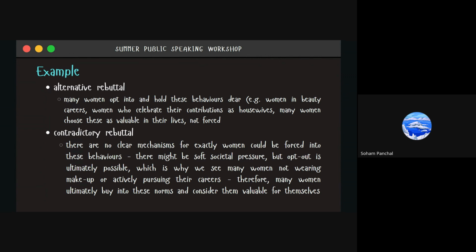As mentioned, you are limiting feminism to how women present to the world. That is also a contradictory rebuttal to the arguments presented by the PM. And another one, somewhat similar to what I have mentioned, is that maybe they would be forced into this behavior, but there is no clear mechanism for it, and maybe there is a soft societal pressure, but opting out is possible.